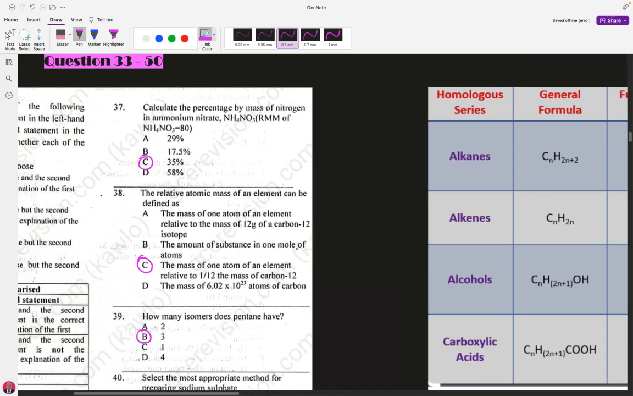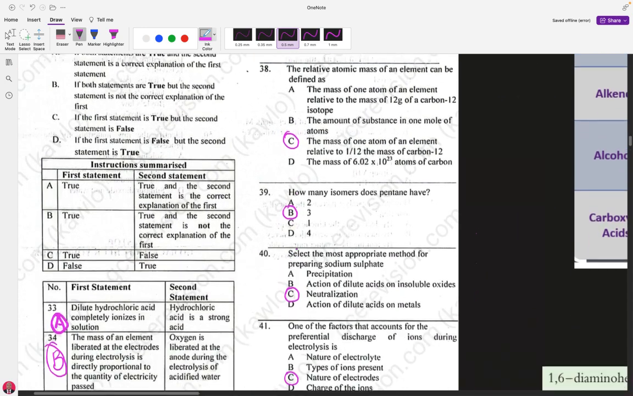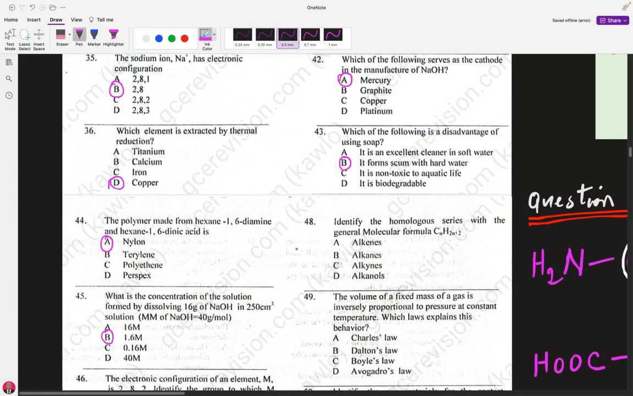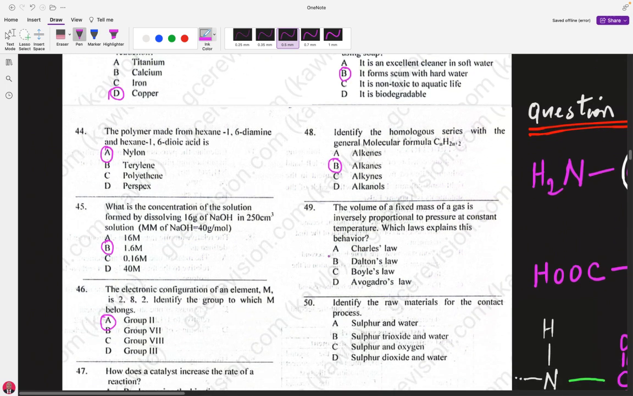Let's go back there and move on. The homologous series with this formula is alkane. And we go to the option. Is it A? Is it B? Yes. So 48 is B. Let's go to 49.